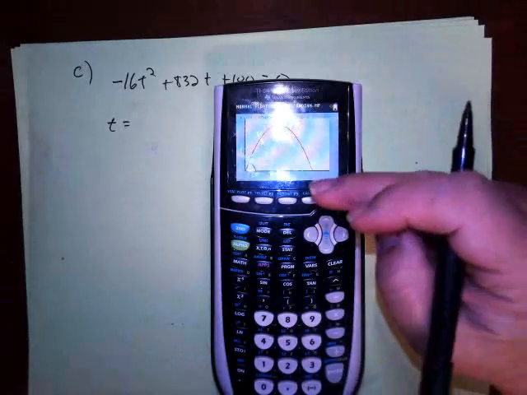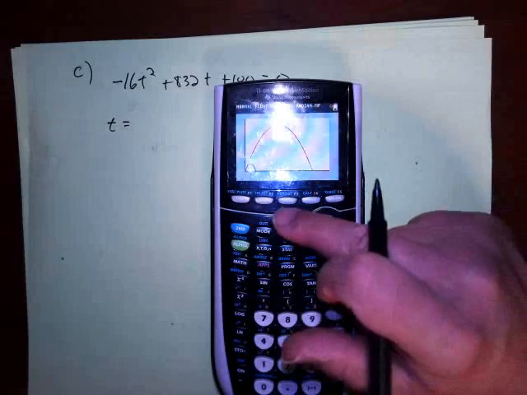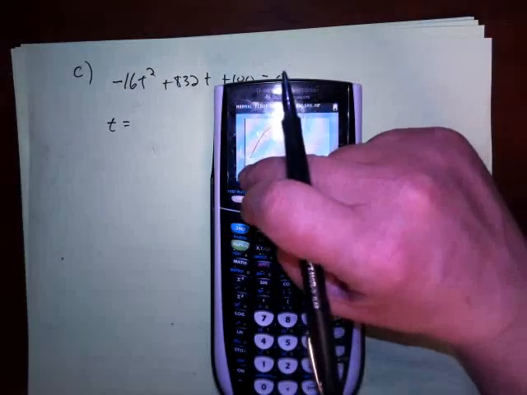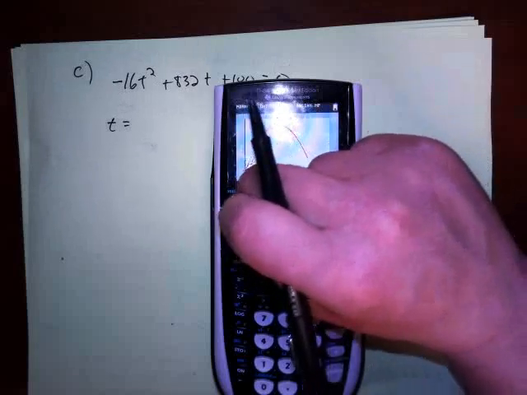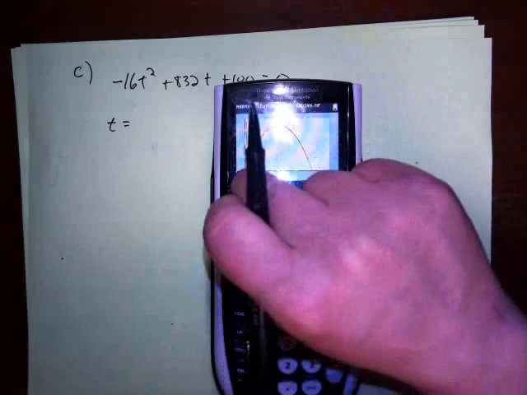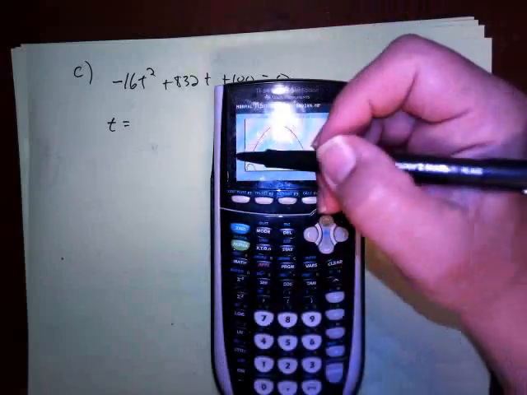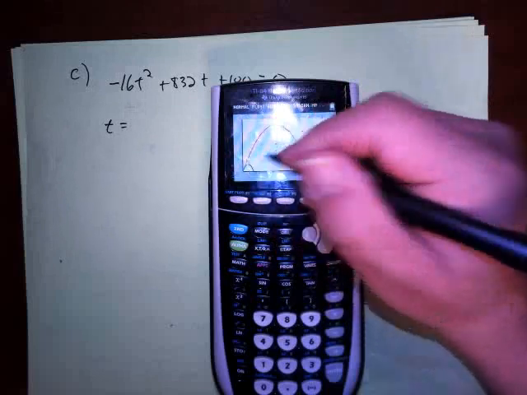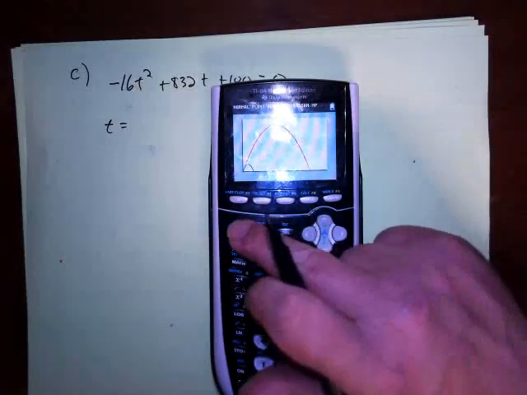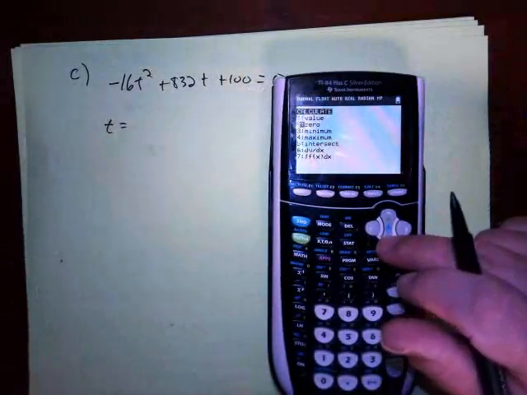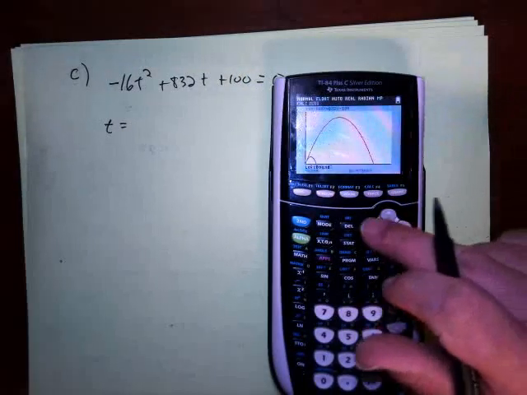Now, because I don't need both, one of them is on the other side of the x, because this thing crosses through at 100, right? So one of the roots is negative, and I only need that positive root when it hits the ground. So I'm going to go to second calc, and I'm going to use the root function, or the 0 function on here.